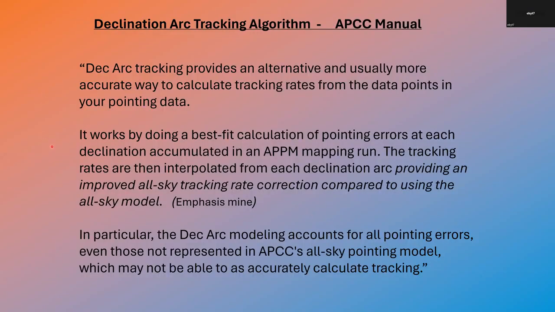So, declination arc tracking. This is what the manual says. Excuse the wordy slide, but I think it's important. The DEC Arc tracking provides an alternative and usually more accurate way to calculate tracking rates from the data points in your data. It works by doing a best fit calculation of pointing errors at each declination accumulated in APPM. The rates are interpolated from each declination arc, providing an improved all-sky tracking rate correction compared to using the all-sky model. The DEC Arc model accounts for all pointing errors, even those not represented in APCC's all-sky pointing model, which may not be able to as accurately calculate tracking. So the DEC Arc modeling apparently accounts for some other factors beyond those accounted for by APCC tracking correction alone.